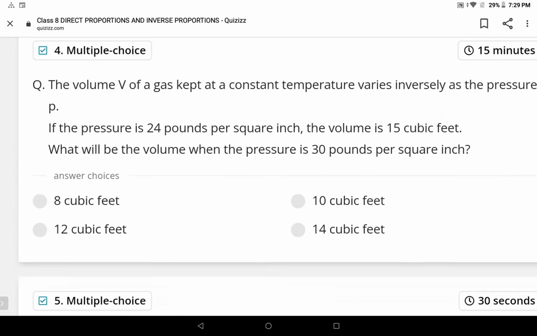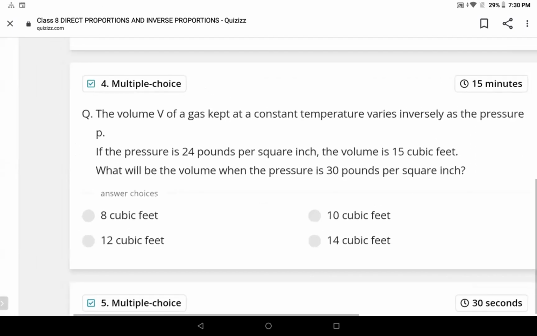Ma'am, please read the question. The volume V of a gas kept at a constant temperature varies inversely as the pressure P. If the pressure is 24 pounds per square inch, the volume is 15 cubic feet. What will be the volume when the pressure is 30 pounds per square inch? Ma'am, it's an inverse variation, so we have to do parallel multiplication. So it will be 24 into 15 by 30, which will give 12 cubic feet.